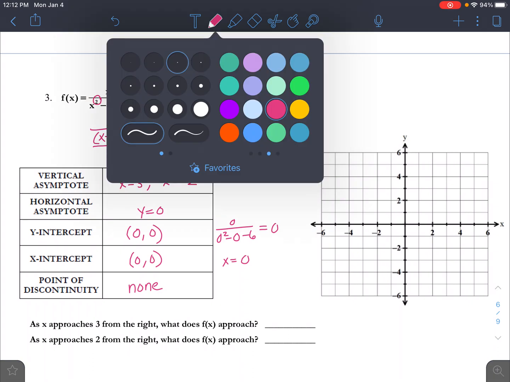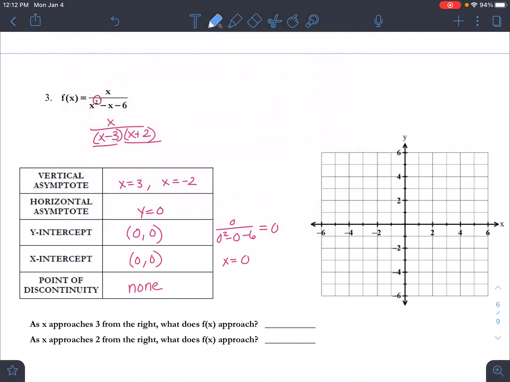First thing we're going to do is what we've been doing. I'm going to use blue here. And I'm going to draw my asymptotes as normal. Dashed lines. You can draw them by hand, or you can use this little notability tool. 3, -2, and 0 is my horizontal. So I draw those in.